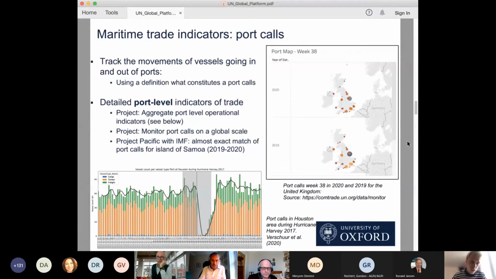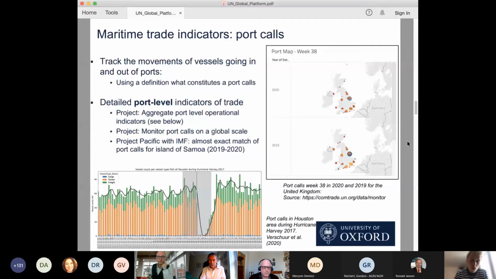So first of all, by aggregating these port calls on a daily time scale, we can look at individual ports and say, what is their operational status at any moment? And this is something we did in the project that you can see below, where we looked at the operational status of the port of Houston during a hurricane, in this case Hurricane Harvey in 2017, where you can clearly see that this port was shut down and then had to recover a few days before it went back to normal operations. And this gives us very valuable insight into the operational status of ports.